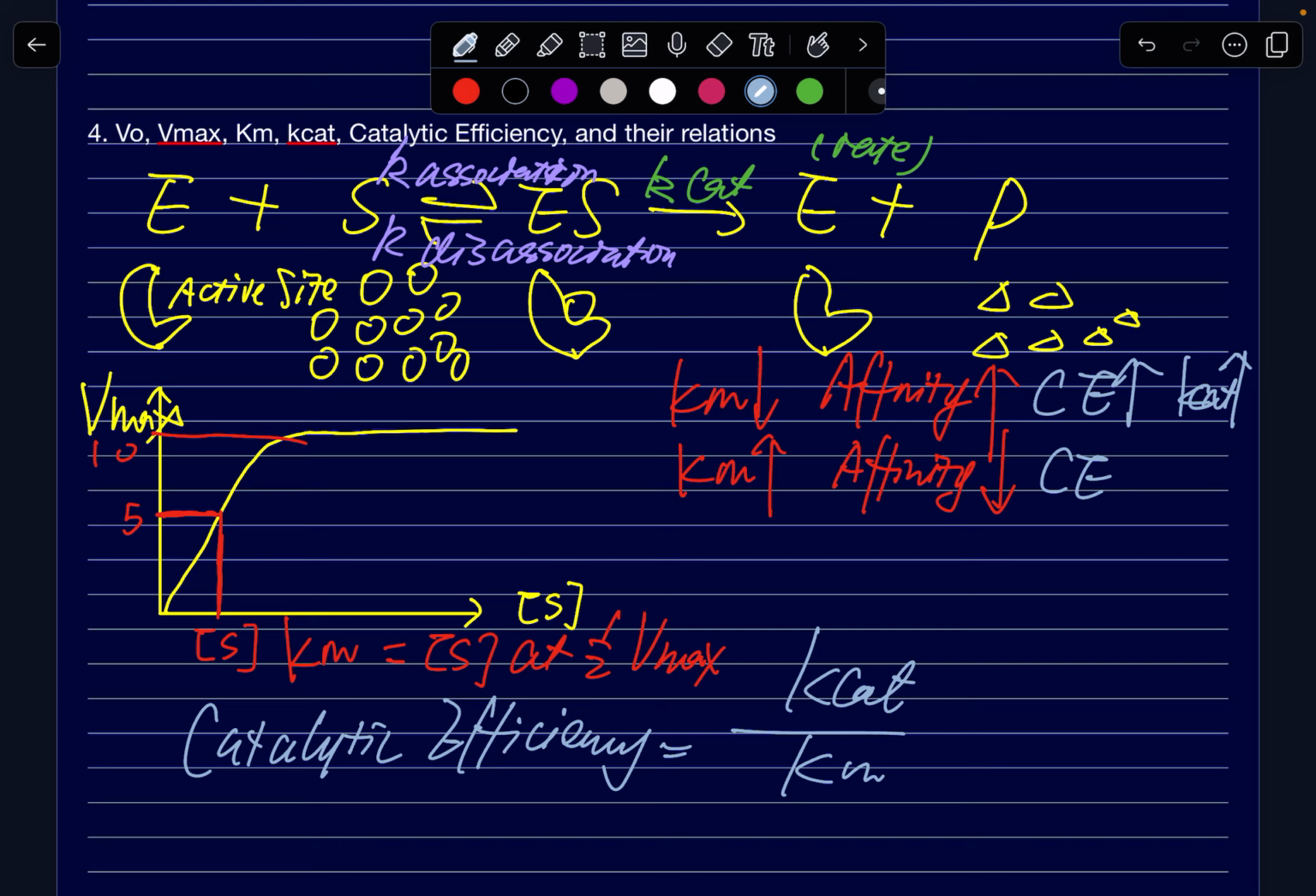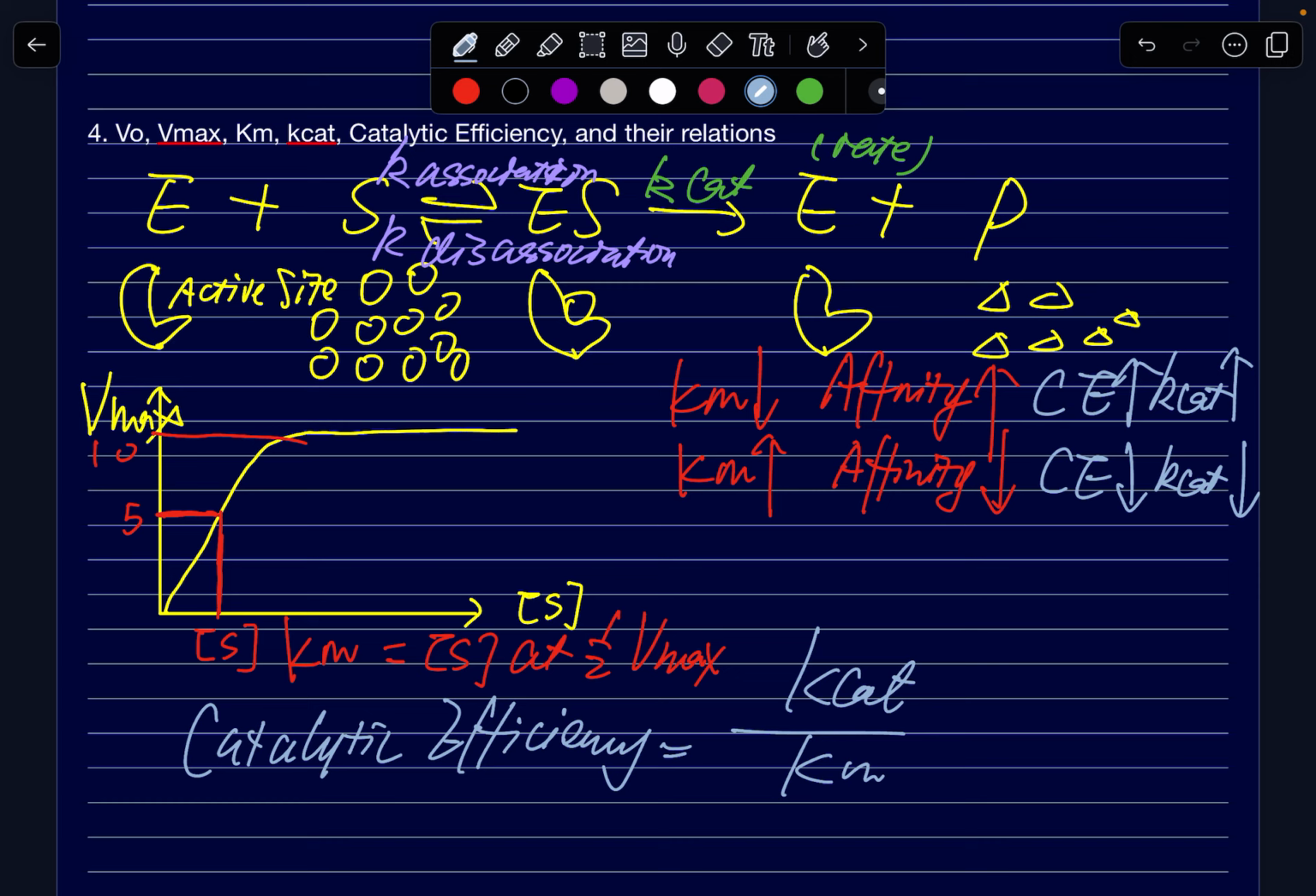Okay, so in this case, if Km is high, my catalytic efficiency is inversely related, so it's low, and then my kcat, sorry, I always miss the C. So my kcat, once again, let me write it again. It should be lowercase. kcat. So kcat is always the same direction as the catalytic efficiency. They're directly related. So here you go. That's the relations between the variables here.